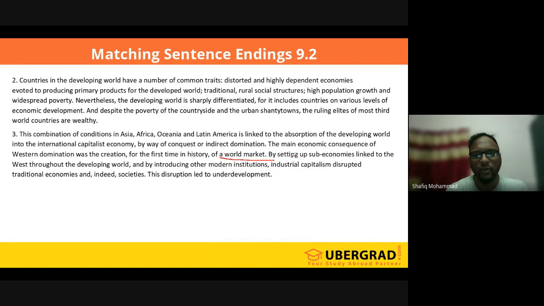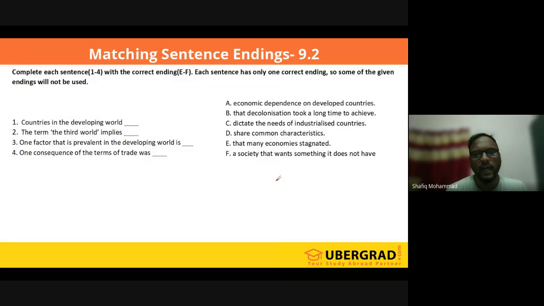By setting up sub economies linked to the West throughout the developing world, and by introducing modern institutions, industrial capitalism disrupted the traditional economies and indeed societies. This disruption led to underdevelopment. So this trade actually stagnated; one consequence of the terms of trade was a stagnated economy. Okay, many economies got stagnated.